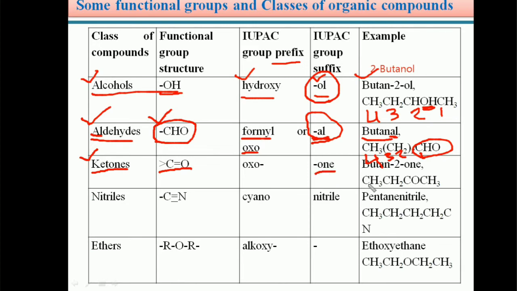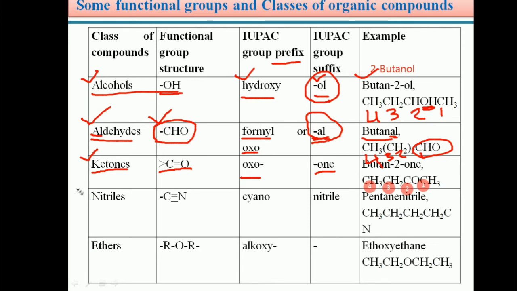For example, students, the same example we can take, butanone. You can give numbering 1, 2, 3, 4. The second carbon has the C double bond O type of core structure. Hence the name of this compound is 2-butanone, or you can write it as butan-2-one. This compound can be named 2-butanone or butan-2-one. Both are correct according to IUPAC nomenclature. Suppose the ketone C double bond O group is a substituent, then the prefix should be oxo.